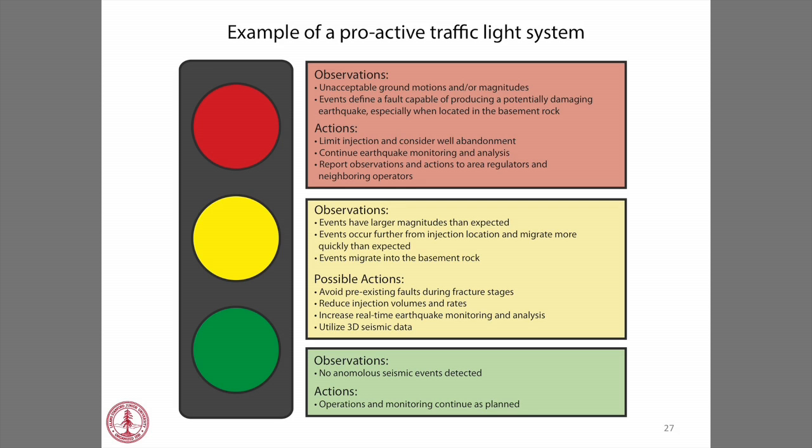So in a traffic light system, the way it's historically been used is you'll have magnitude thresholds or ground motion thresholds taking you from the green go operational zone up to the amber cautious zone and then into the red, perhaps stop injecting or consider well abandonment zone. What we're suggesting here is that this can be a much more proactive earthquake management tool or earthquake mitigation tool. And the way that's done is by not just considering magnitude thresholds to go between each of these different zones, but also geologic observations. And this is where the importance of data comes in.